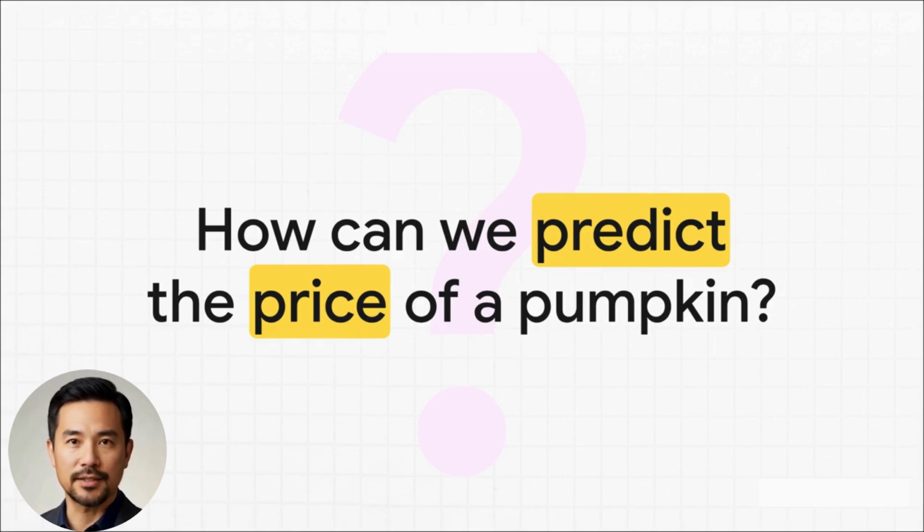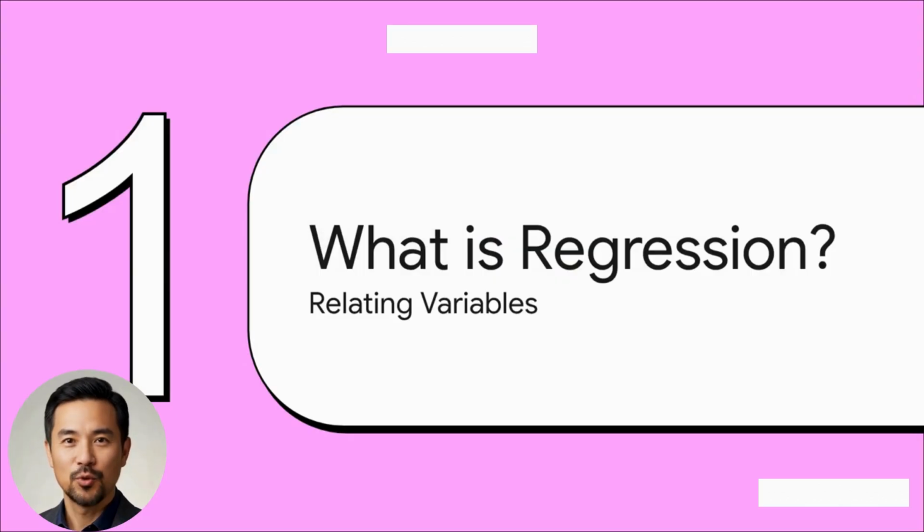Imagine you're a pumpkin farmer. You know prices go up and down, right? But how do you know exactly what to charge on, say, October 15th versus November 5th? How could we figure that out? Well, to answer that pumpkin question, we need a tool that can look at all our past sales data and spot the relationship between the day of the year and the price. And that tool, you guessed it, is called regression. You can think of it as a fancy way of connecting the dots in our data.